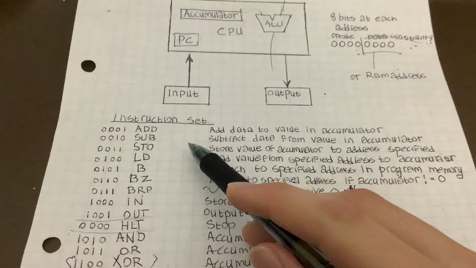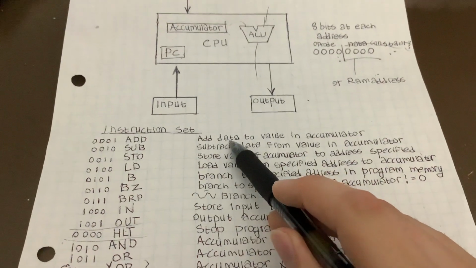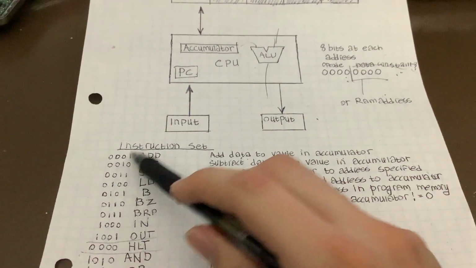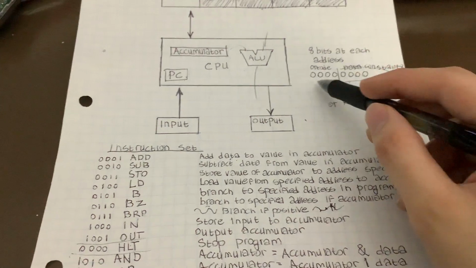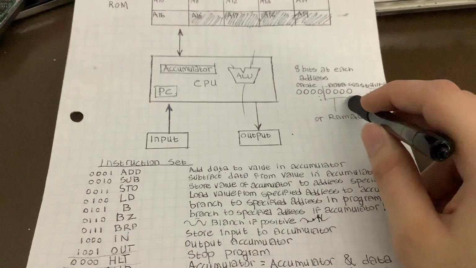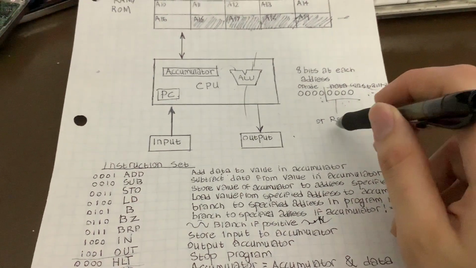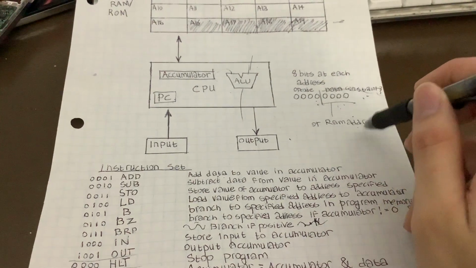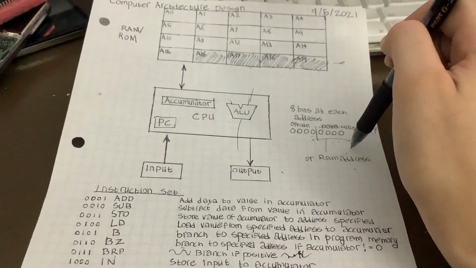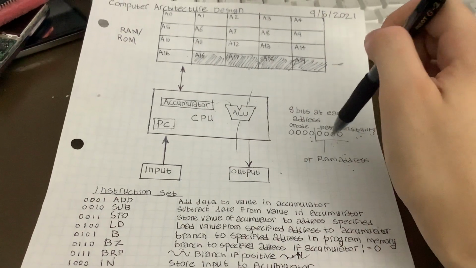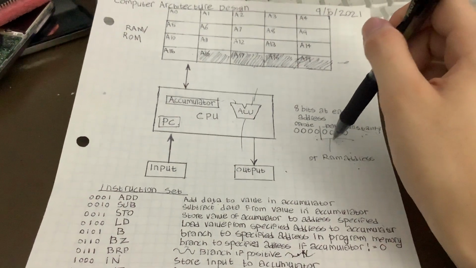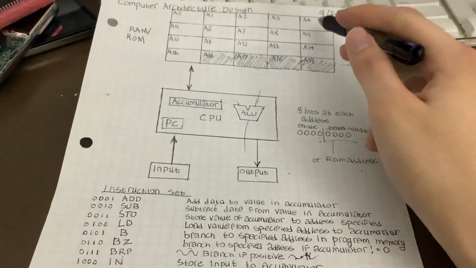So how this actually works is this will add data to the value in the accumulator. So what it's doing is this is saying add, and the opcode is going to be 001 like it says here, and the data is going to be a RAM address. So this part is going to be a RAM address, and pretend that this is the RAM. It's going to say 0100 or whatever, and that's 4.